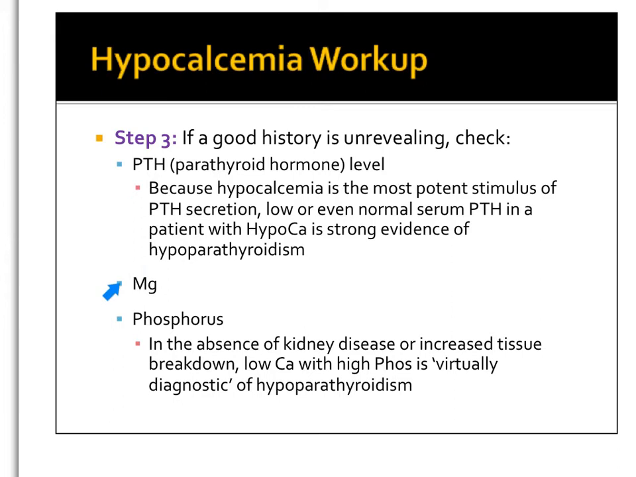Get a MAG level because we talked about how that has an inverse relationship with calcium and also, as a stimulator or correction, it's needed for the production of parathyroid hormone, and a PHOS. In the absence of kidney disease or increased tissue breakdown like we talked about earlier, like tumor lysis syndrome or rhabdo, a low calcium with a high PHOS is basically diagnostic of hypoparathyroidism. All right, so that's important. So once again, if the history is unrevealing, you want to get a PTH, a MAG, and a PHOS.